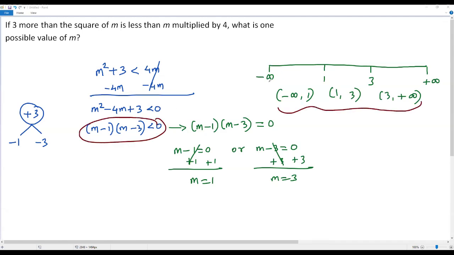Now what I have to do is check each of these three intervals with the inequality we have over here. For that, we have to take a random value in each interval, plug in that random value for m into this inequality, and check whether the inequality is satisfied by that random value.